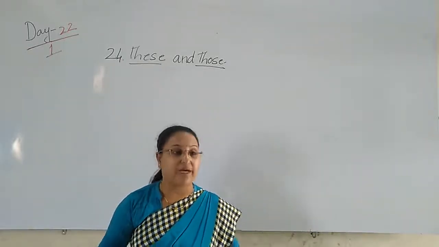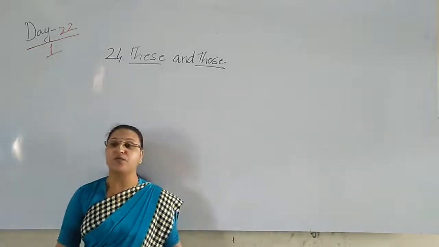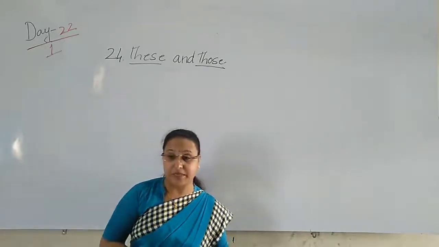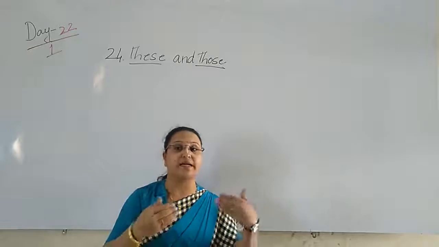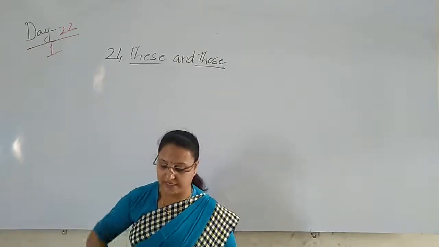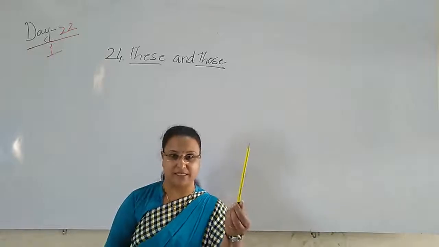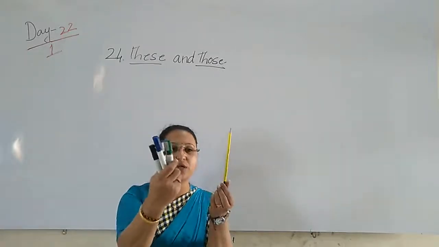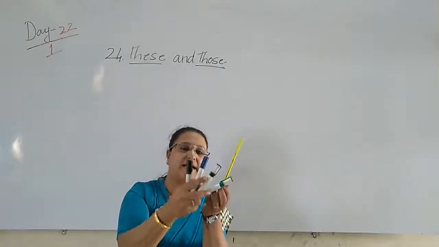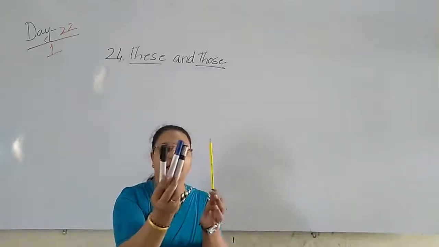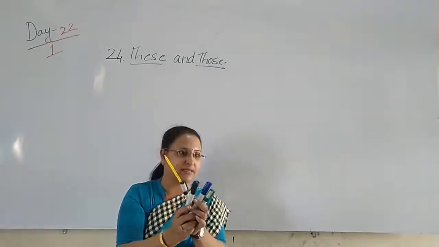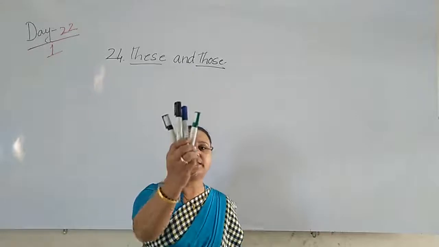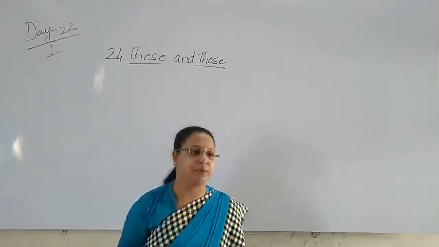Yes children. Now here, these and those are used for the plural things. Plural means the things which are more than one. Yes or no? For example, now I have only one pencil, so this is singular. But I have 4 markers, then this is plural. See here, 1, 2, 3 and 4. How many are there? 4 are there. And the pencil is only 1. So this is singular. When the things are more than one, we call it plural.